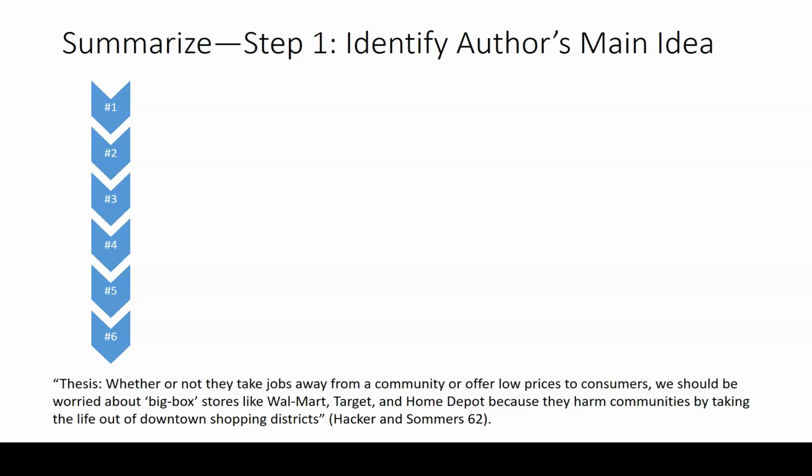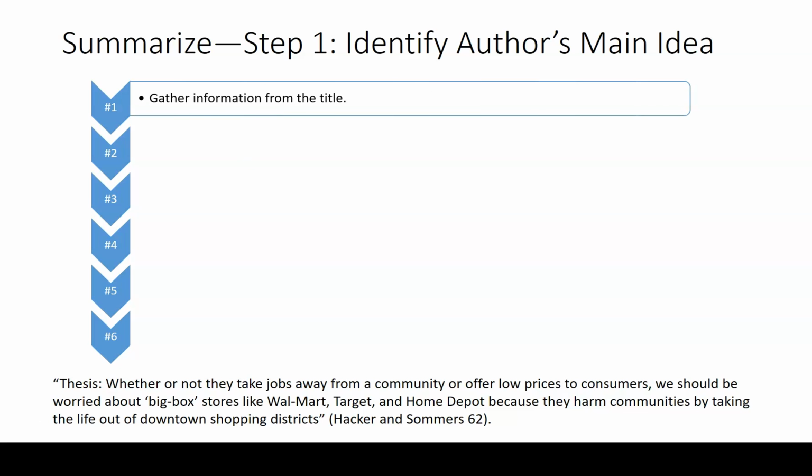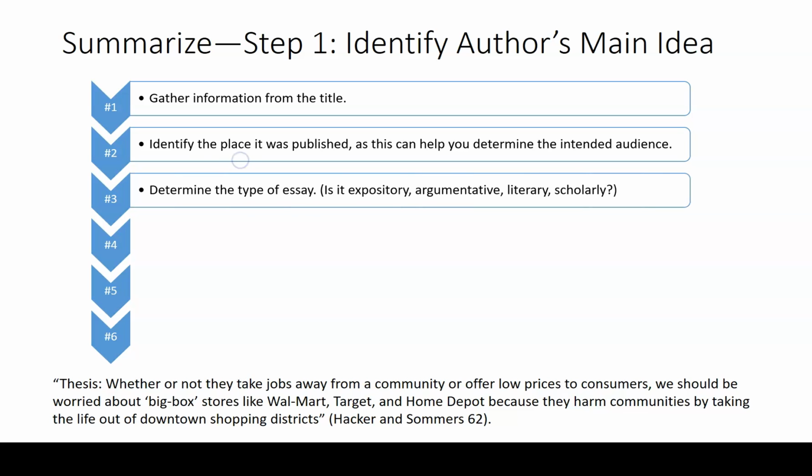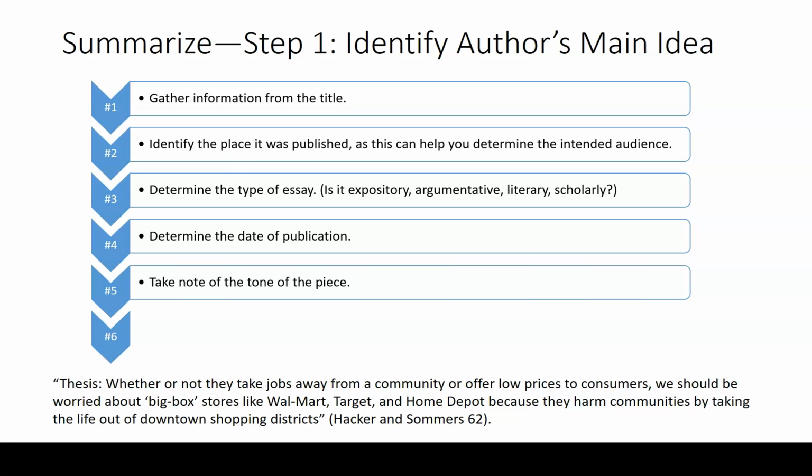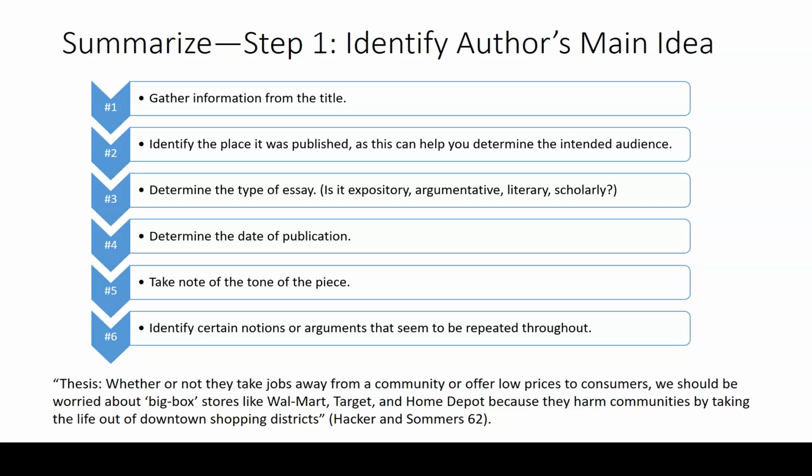There are several steps for summarizing. Step 1 is to identify the author's main idea. You will gather information from the title. You will identify the place it was published, determine the type of the essay, determine the date of publication, and take note of the tone of the piece. Is it written formally for an academic audience or more informally? And you will identify certain notions or arguments that seem to be repeated throughout. All of this just to sum up the author's main idea.